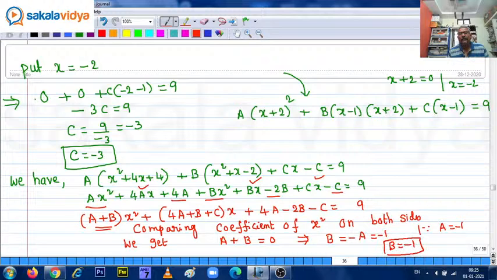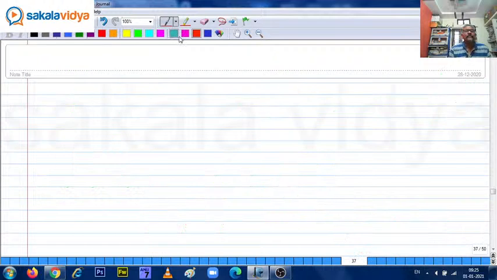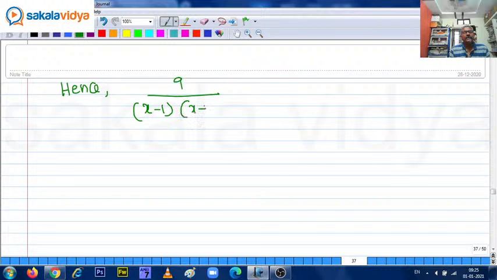So now we know the a value is 1, the b value is negative 1, the c value is negative 3. So now we can write the partial fractions. What are the partial fractions? Hence, 9 upon x minus 1 into x plus 2 whole square equals a upon x minus 1 plus b upon x plus 2 plus c upon x plus 2 whole square.